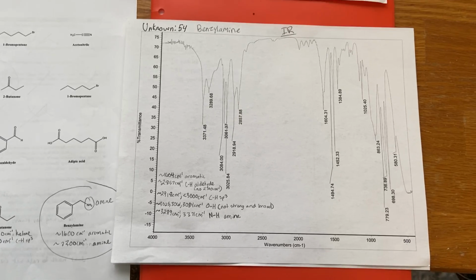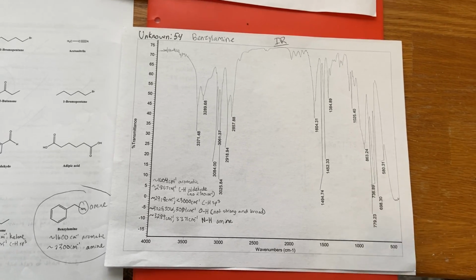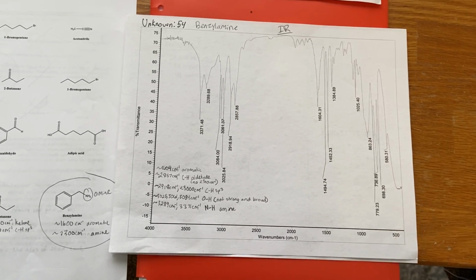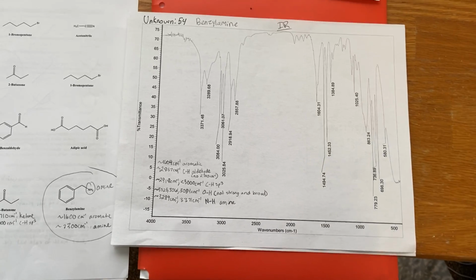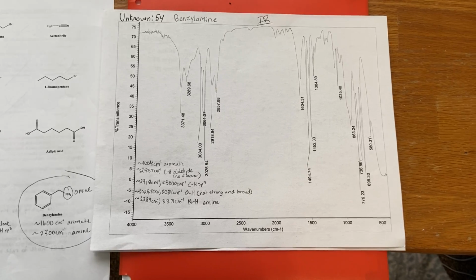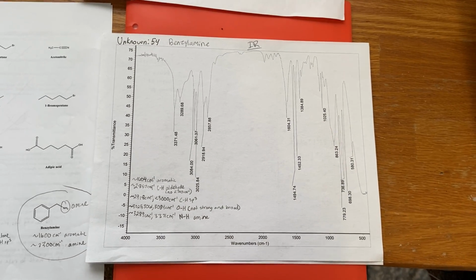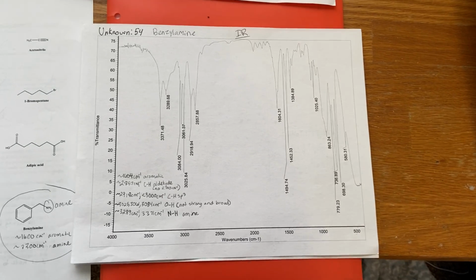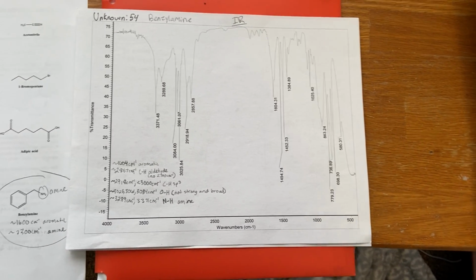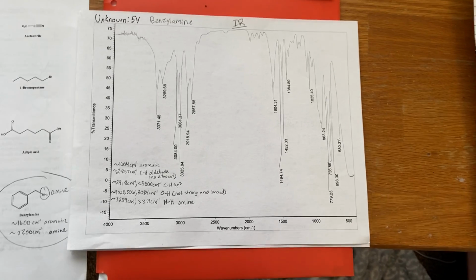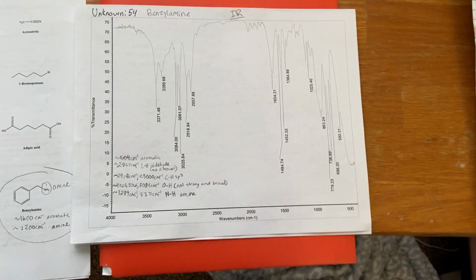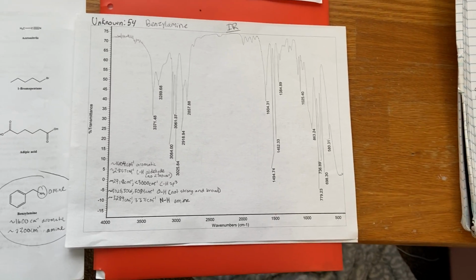Hi, my name is Madison Luthi, and this is my video analysis for the IR and NMR lab in organic chemistry. So the first graph that I have here is the IR graph that I created using the IR machine. In order to find the spectrum, I placed a drop of the compound onto a salt plate, pushed the plates together, and then put it in the IR machine.